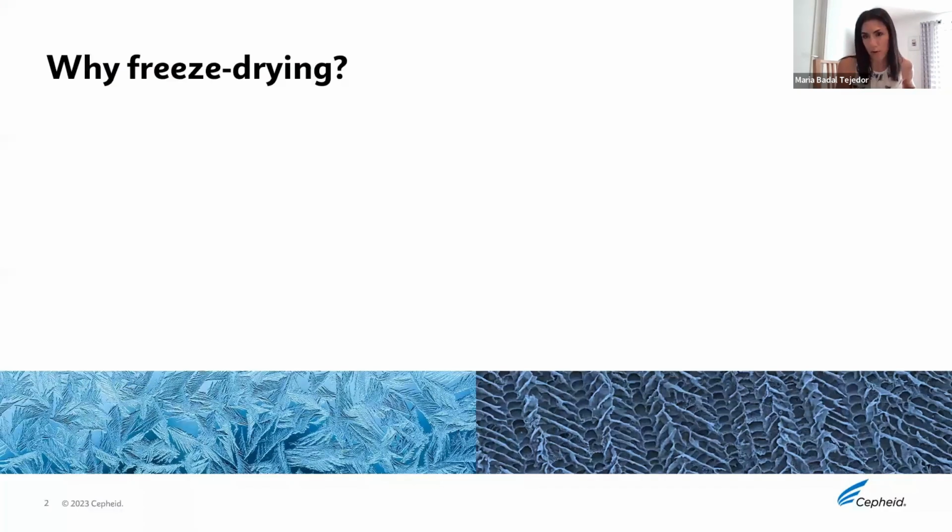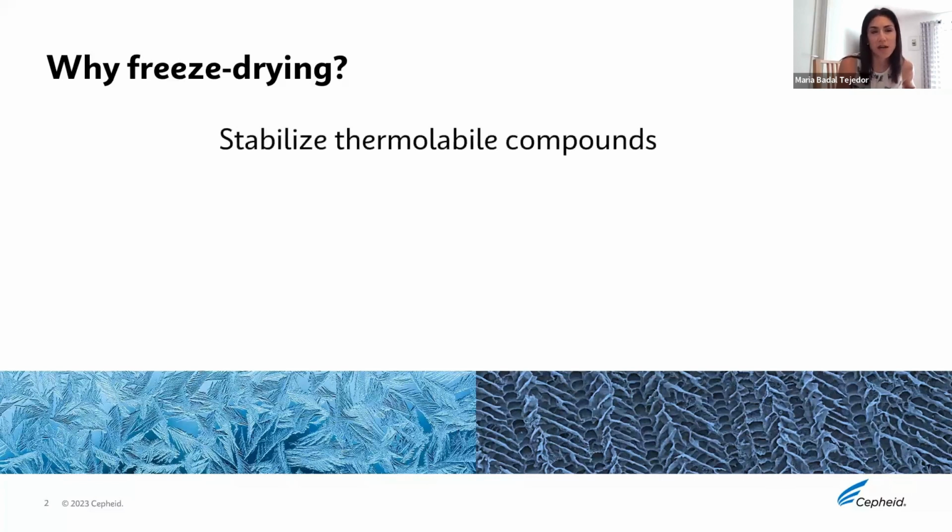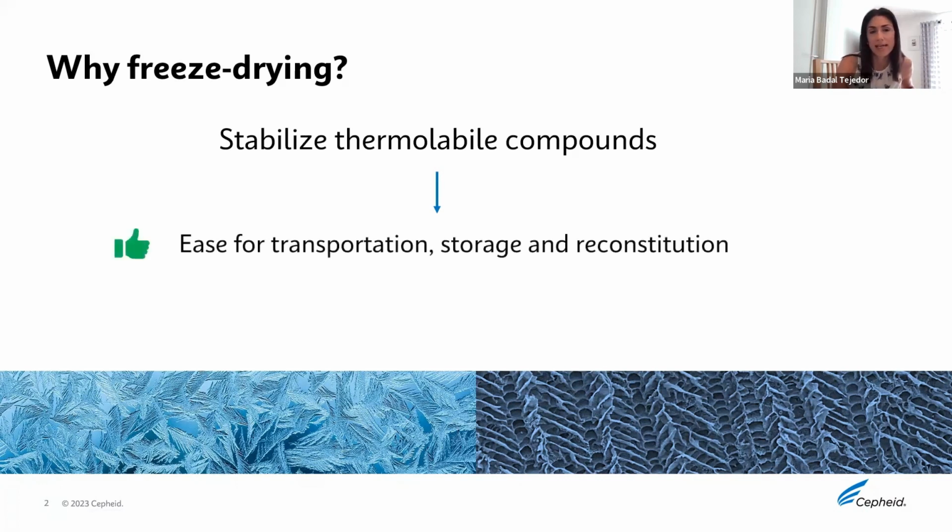So why do we freeze-dry? That's an important question. What we want to achieve with freeze-drying is to stabilize thermolabile compounds that cannot be dried applying heat, because they would lose their structure and no longer fulfill their function. There are also certain advantages associated with freeze-drying. Once the solution is dried, it's easy to transport, easy to store, and it provides long-term stability. We also have a porous structure in the form of a cake that is easy to reconstitute.